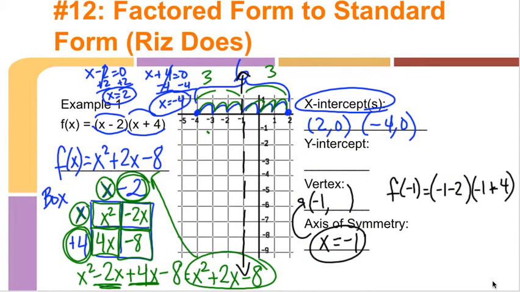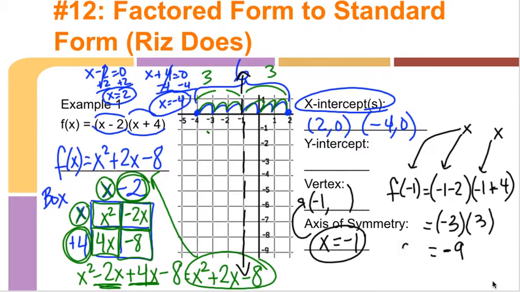Remember, all I did here is replace the x's with -1. So now I use order of operations. -1 minus 2 is -3. -1 plus 4 is +3, meaning that this gives me -9. f of -1 is equal to -9, meaning my vertex is (-1, -9). So I go to the left 1 space and down 9 spaces. So here's my vertex right here.